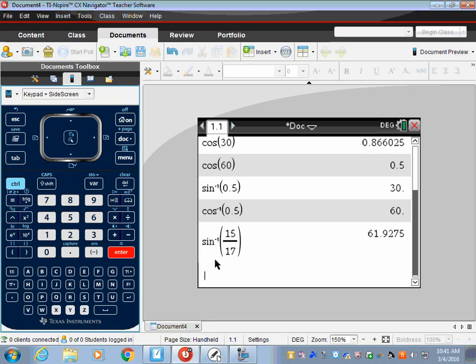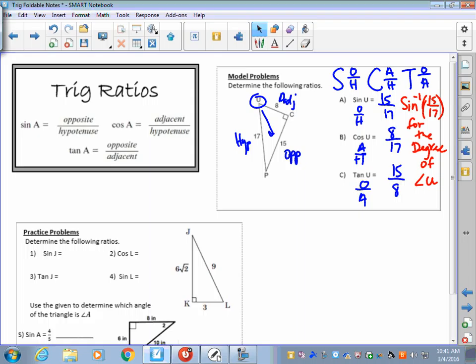Inverse, right? Okay, did y'all understand? We got the angle. This is the degrees. Now, when we do the degrees, we have to round to the nearest whole degree. So this would actually be 62 degrees. Now that I know this angle is 62 degrees, I could figure out angle P because they're complements of each other.